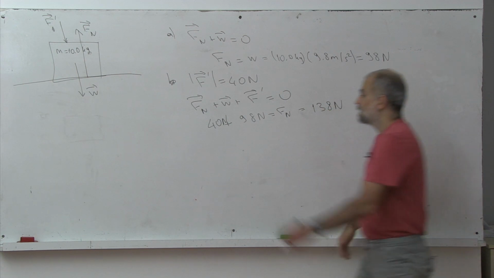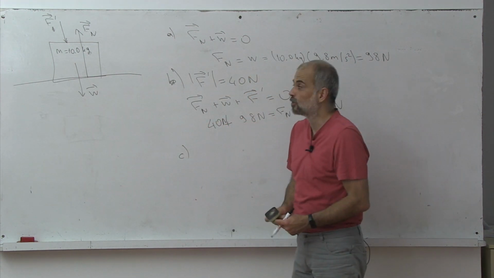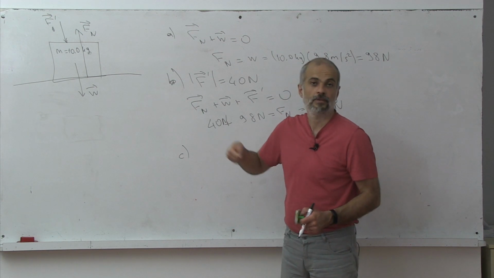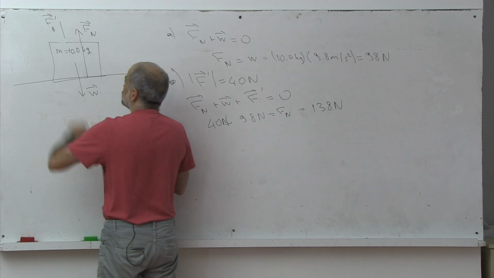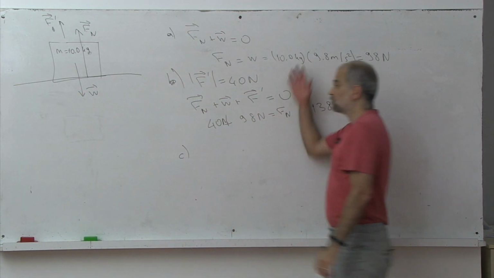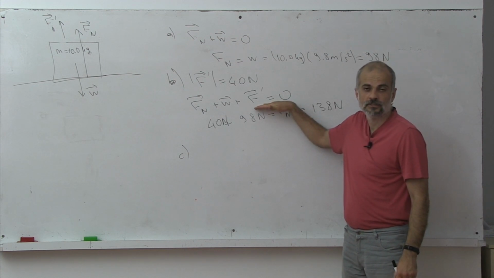Now, what happens if this new force, you are not pushing it down, but through a rope, you are just pulling it up by 40 newtons? In this case, you are exerting a force in the upward direction. Again, the reasoning will be the same. The total force acting on our object should be 0.